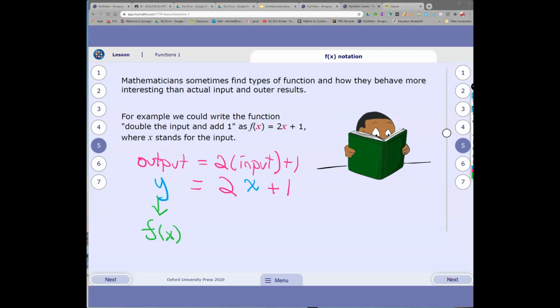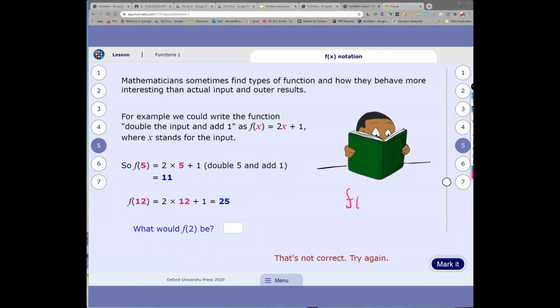So f of x is equal to, and the rest of this is the same, 2x plus 1. So f of x and y are the exact same thing. It's just different ways of expressing it. So when we have our notation f of x, this represents our input. In here, your input is now 5. So if the input was 5, the output would be 2 times 5 plus 1, 11.